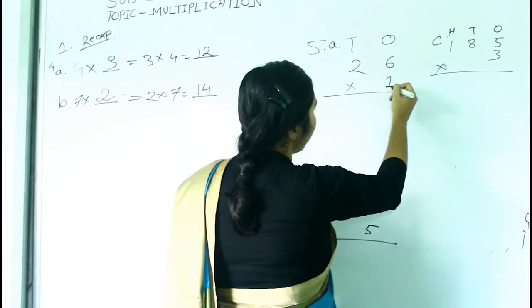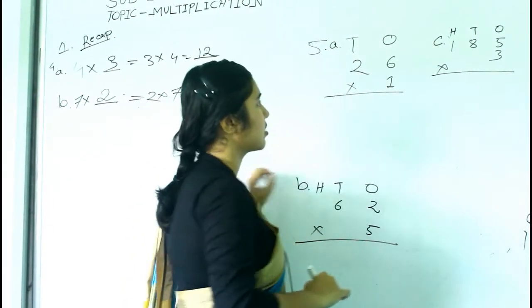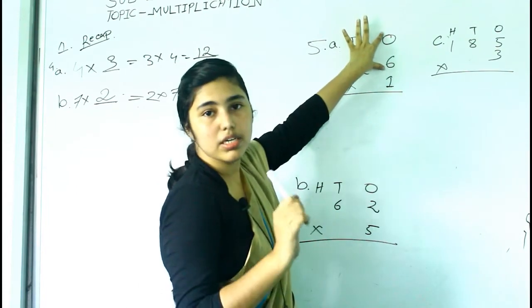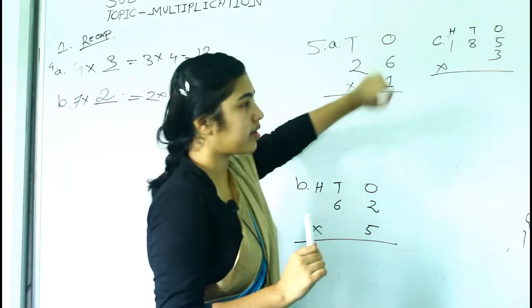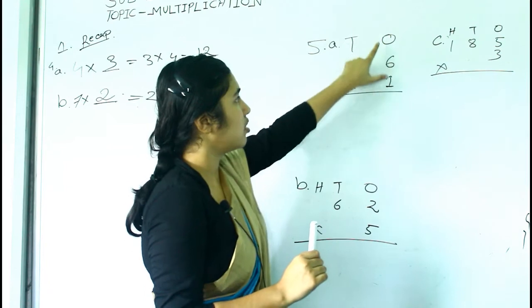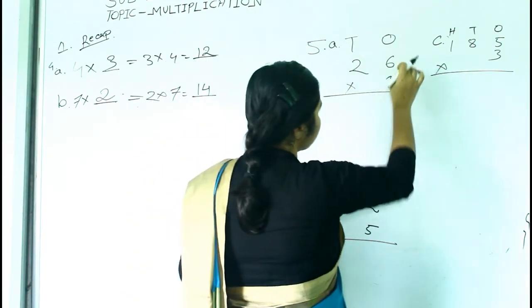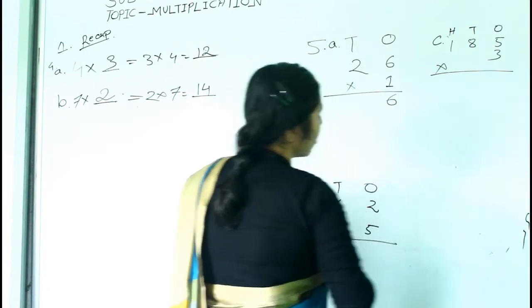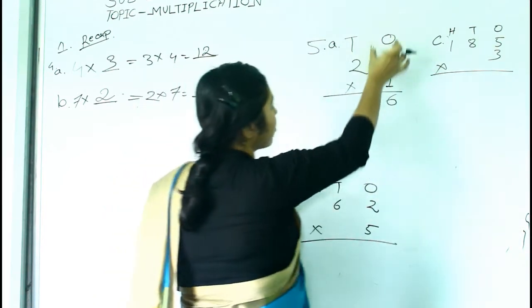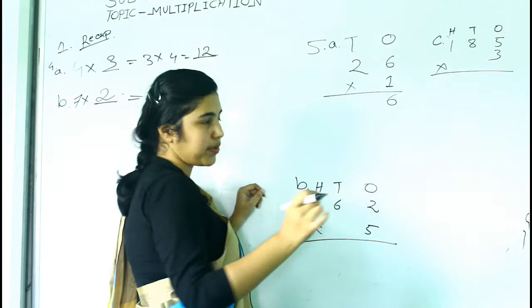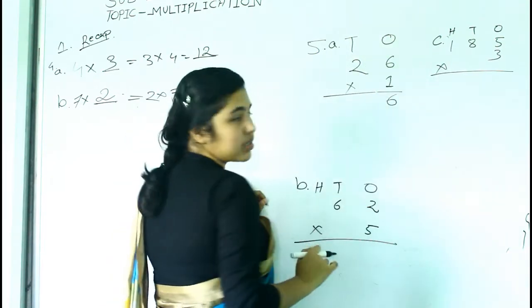Now first multiply 1 with 6. 6 is the 1's place digit, right? So first multiply 1 with the 1's place digit, which is 6. Now 6 ones are 6. So write 6 in the 1's place.